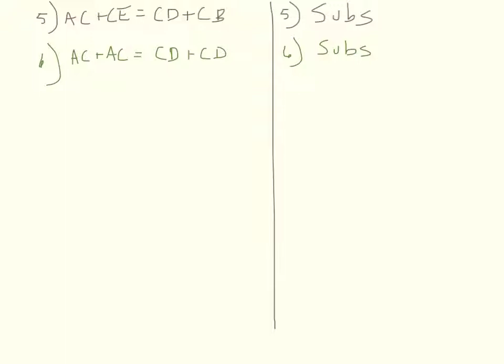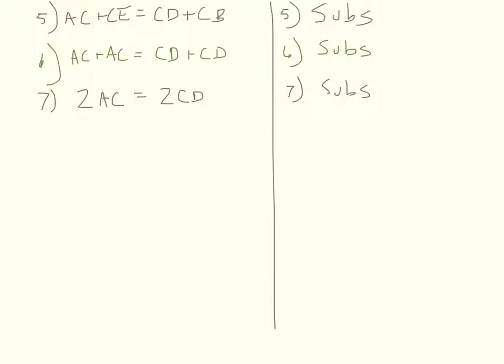Well, let's simplify this algebraically. AC plus AC gives us 2AC. CD plus CD gives us 2CD. And that is also substitution. We were simplifying.